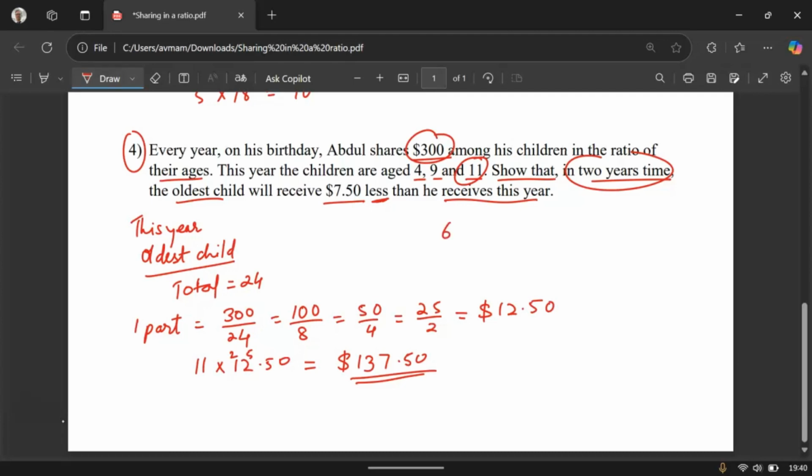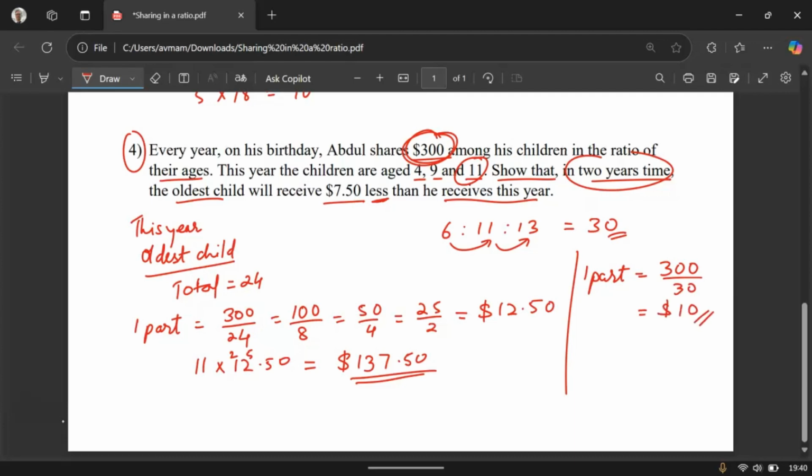That is 6 to 11 to 13. Let's add this. 6 plus 11 plus 13 will give you 30. So one part in 2 years' time is going to be 300 divided by 30, which is $10. The oldest child is going to be 13 years. So 13 times 10 is $130. That's what he is going to receive in 2 years' time.